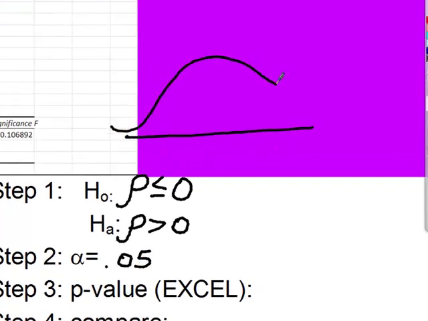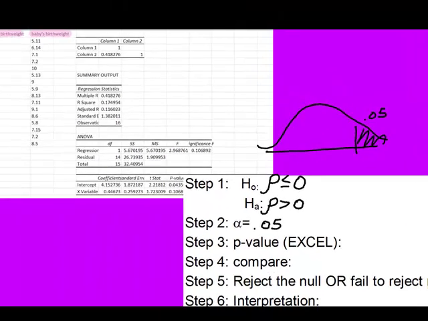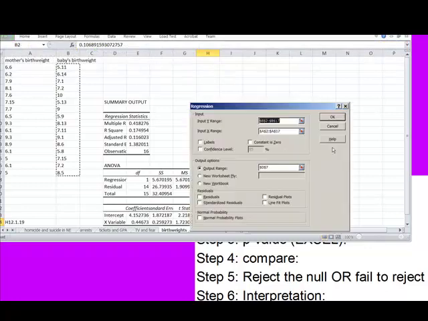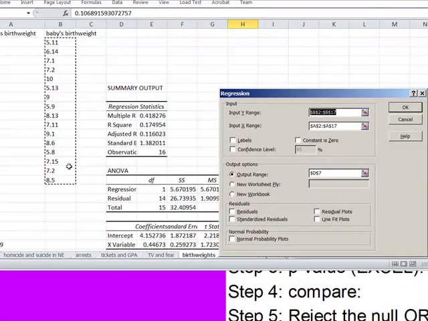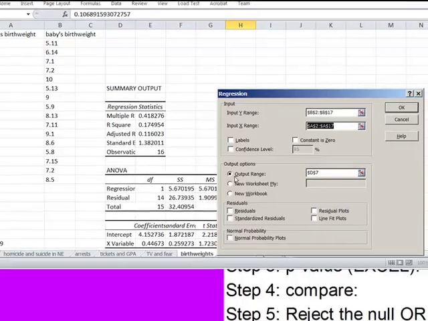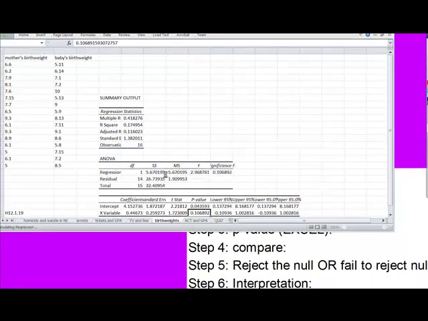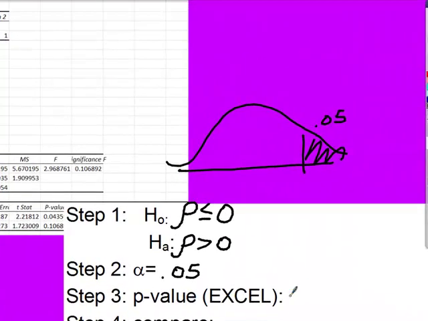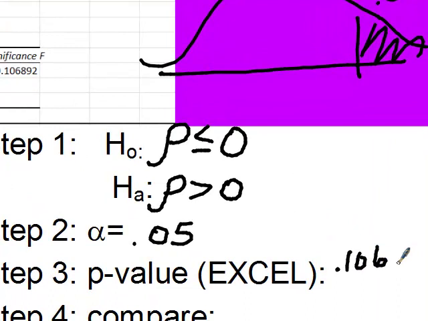Graphically it would look something like this: 5% of my curve being shaded for a rejection region. My p-value would be from Data, Data Analysis, Regression. The y is what happens as a dependent. A baby is a dependent. The x is what happens first, the mother. Then I choose my output range and I OK it. My p-value is 0.106. But that p-value, since I'm only dealing with the positive, has to be cut into 2.